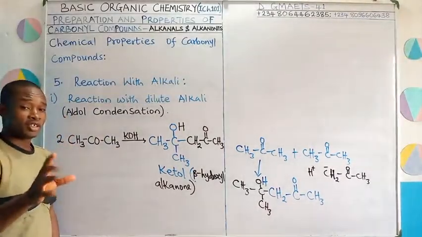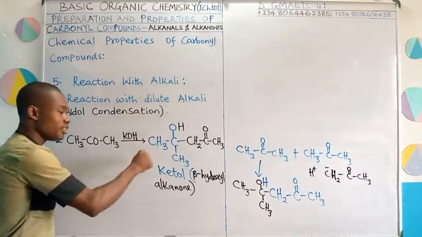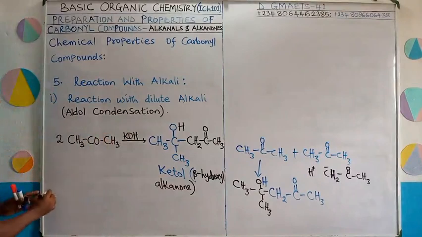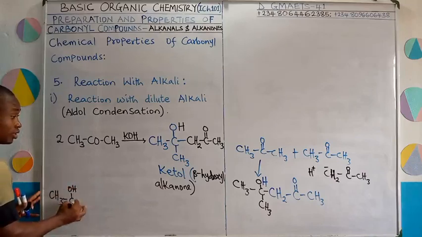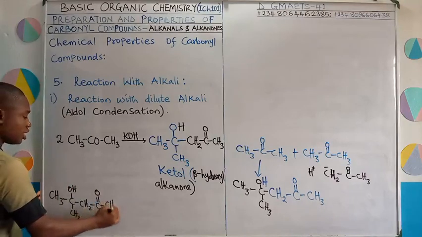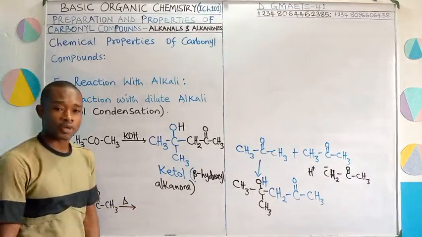Alright, we are going to proceed. Having obtained this ketol, what happens when you heat it? So that I'm going to show here. We have the ketol here, and that compound is CH3, C, then OH. We have our CH3 here, then CH2, C, double bond to oxygen, and then CH3. Let us heat this and see what we're going to get as our product.